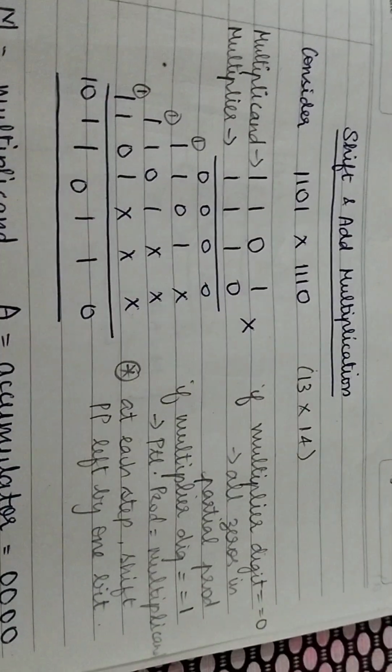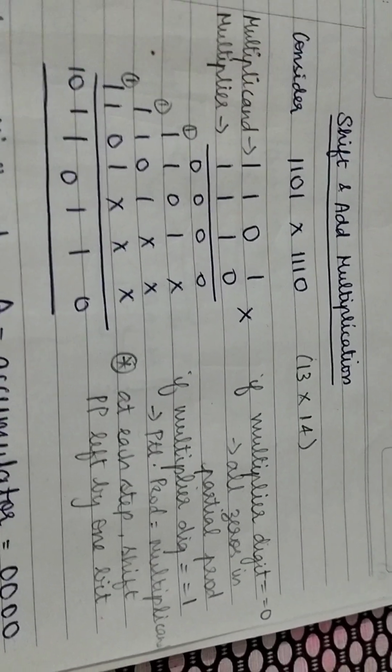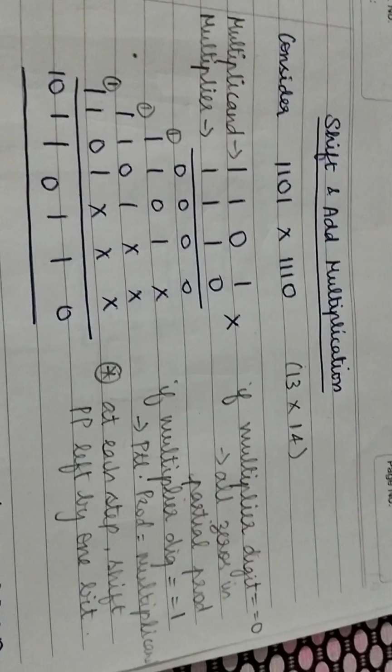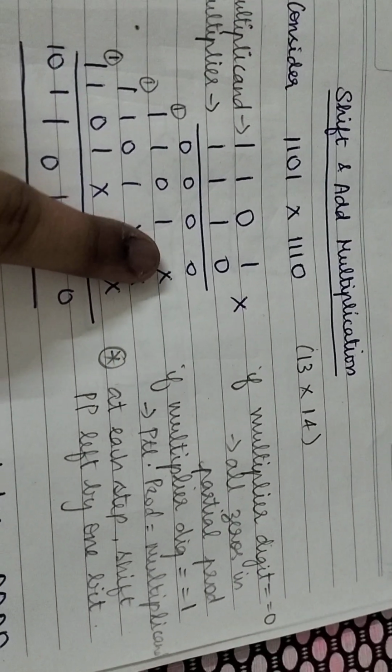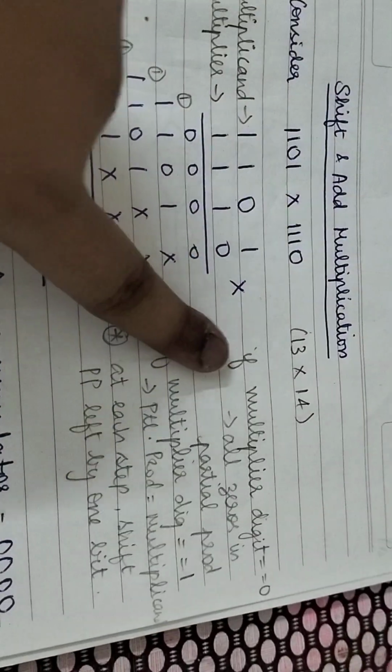So this is how normal multiplication works, right? Binary or even your decimal multiplication. So we are going to look at something called the shift and add multiplier, where instead of shifting the partial products to the left, we will be shifting the multiplier 1 bit right.